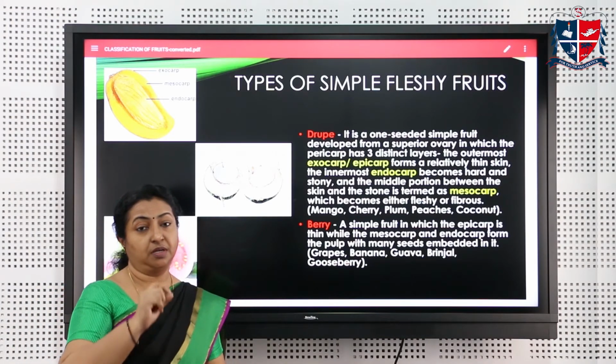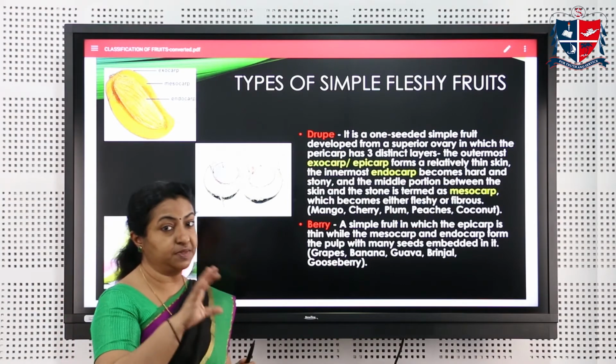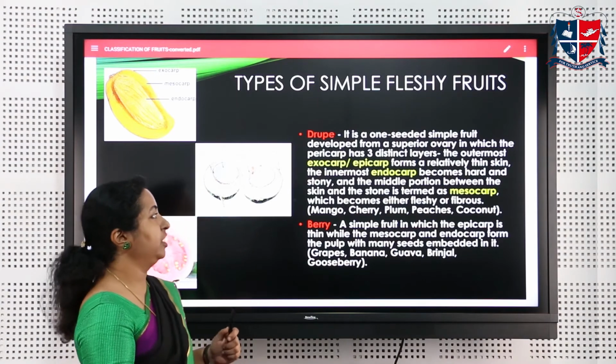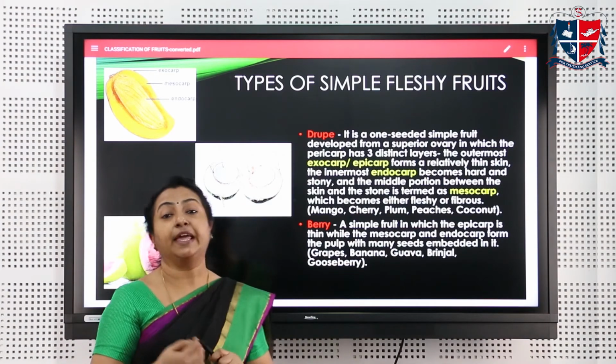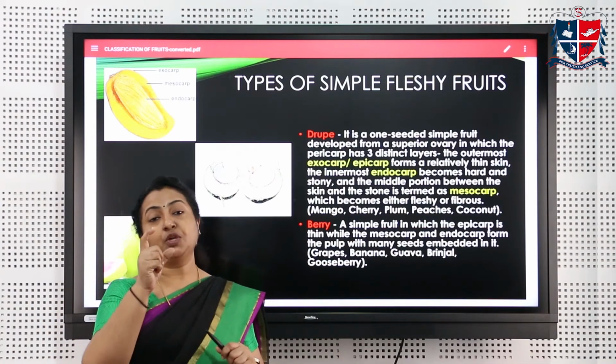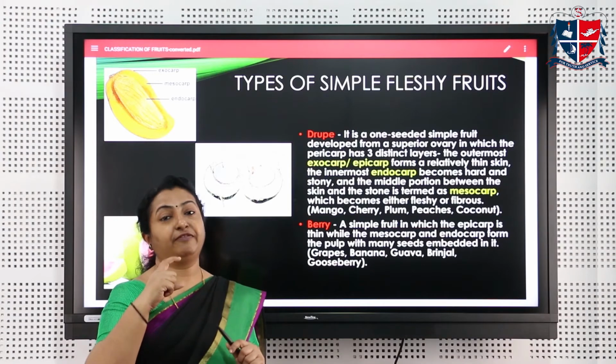The outermost you have the epicarp or the exocarp, which forms the skin, the skin that you peel off. And the innermost you have the endocarp, which is the hard stony part. And in the middle you have the mesocarp, which is the real pulpy fleshy part.